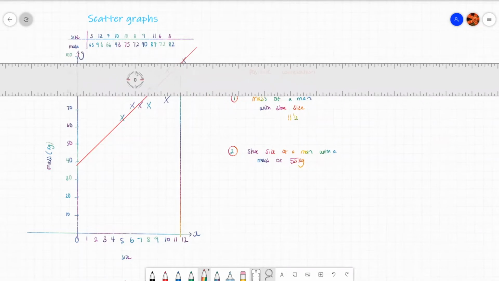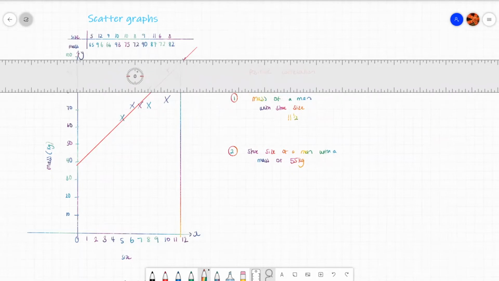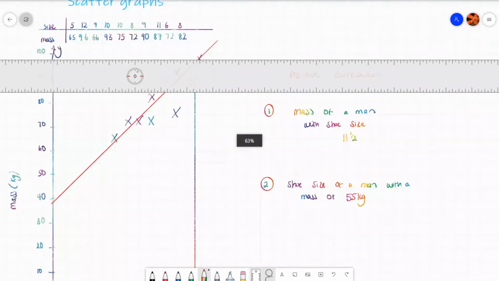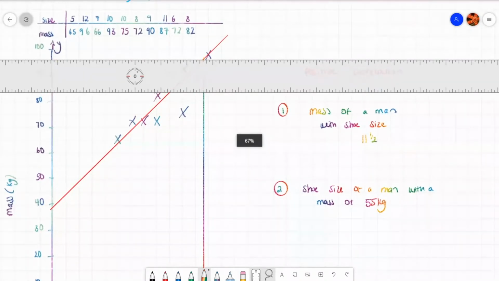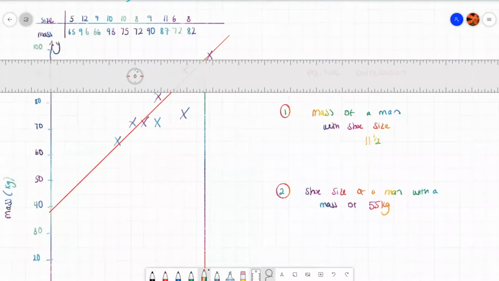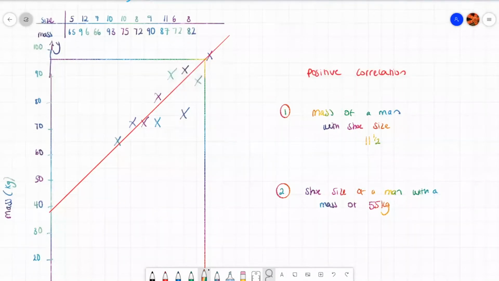Oopsie daisy. Let's try and get there. So it's better if you're doing it on paper, because we'll just do that here. Okay, so 95, 96, I'm going to say that is 96 kilograms.